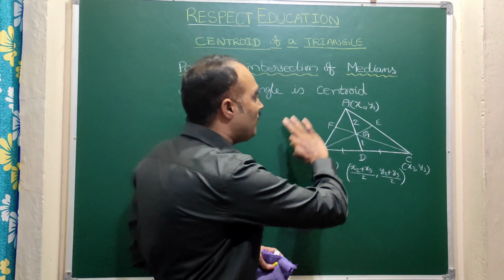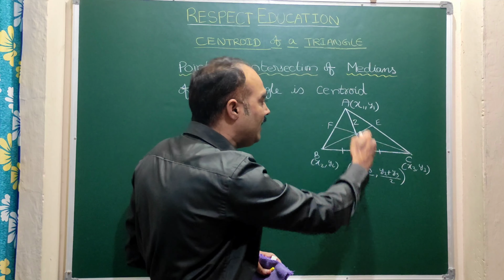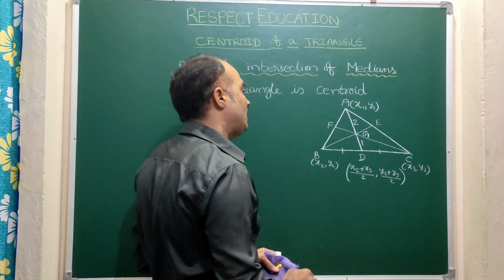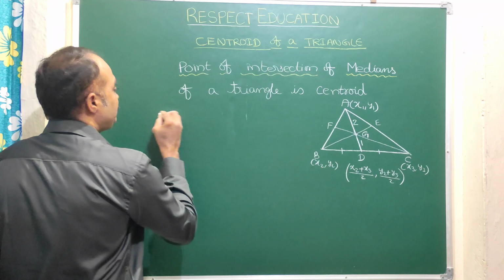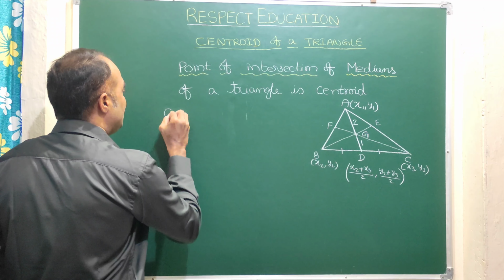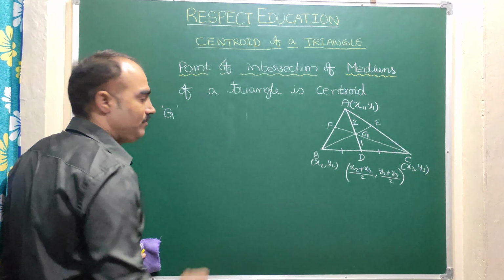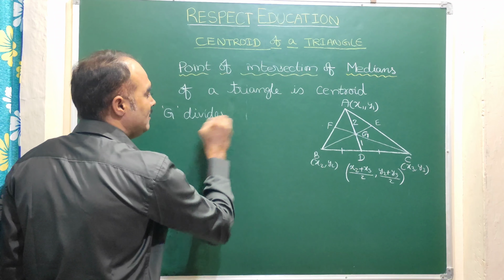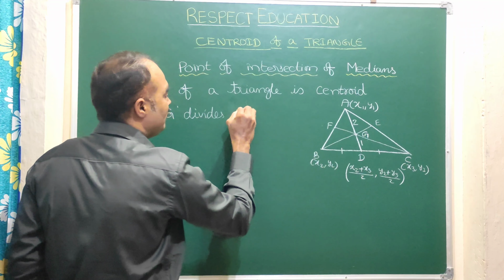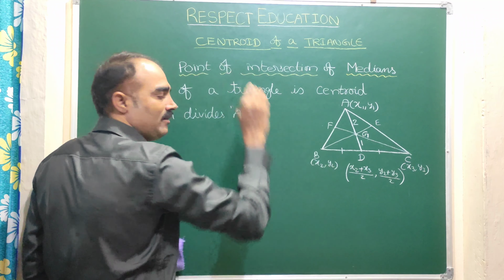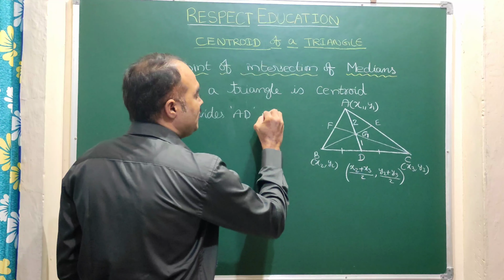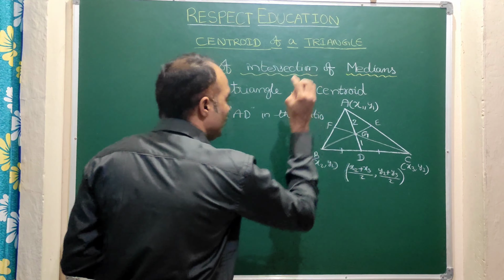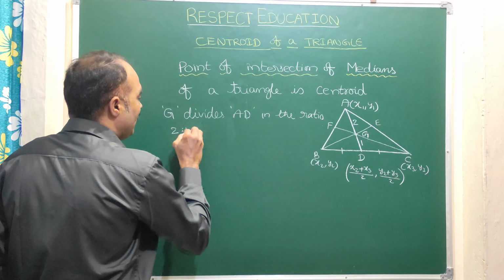So here instead of finding all, I am taking only AD. Clear? With that we are going to get the coordinate points of centroid. So let us write here clearly that the point G, that is nothing but centroid, divides median AD in the ratio 2:1 internally.